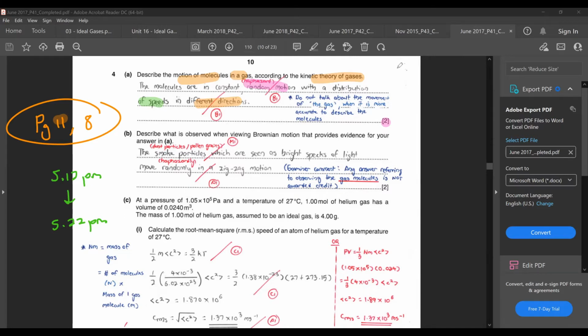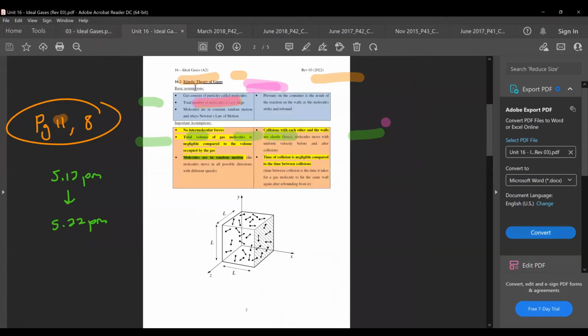Now, because you say that these gas molecules are in constant random motion in different directions, there is one particular experiment that proves that gas molecules actually move in constant random motion in different directions. That experiment is something called Brownian motion. So, describe what is observed when viewing Brownian motion that provides evidence for your answer in A. If we know that gas molecules are in constant random motion in different directions, the experiment to prove that is called Brownian motion.